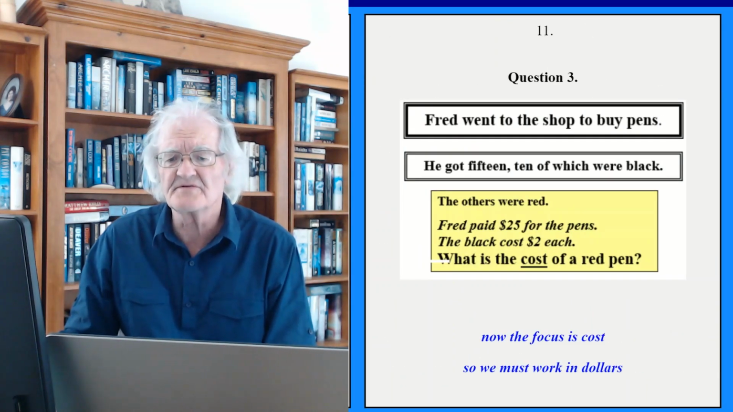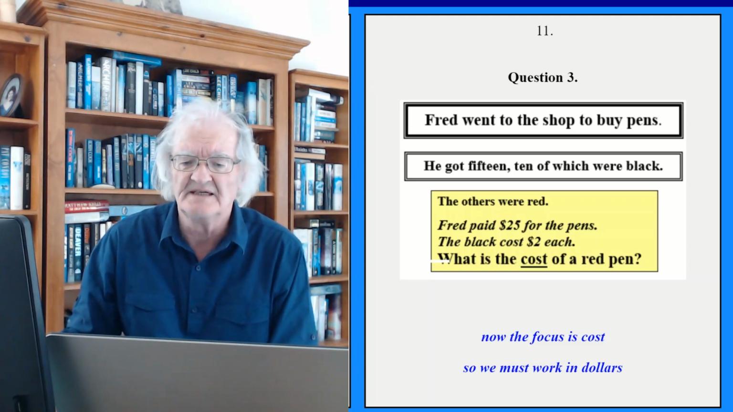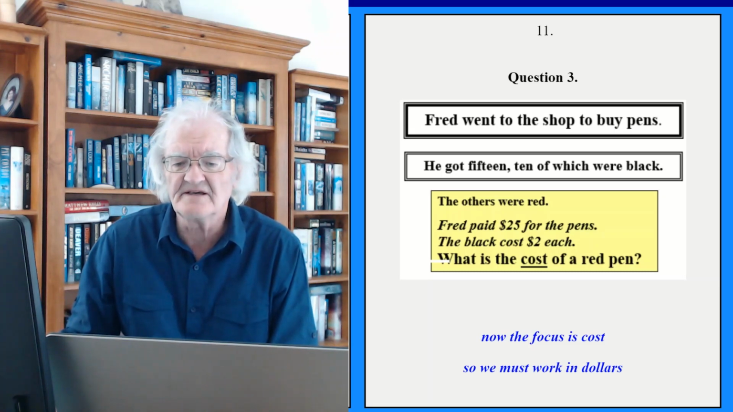Now for question 3. Fred went to the shop to buy pens. He got 15, 10 of which were black. The others were red. Now look at the information that's supplied. Fred paid $25 for the pens. The black pens cost $2 each. What is the cost of a red pen?